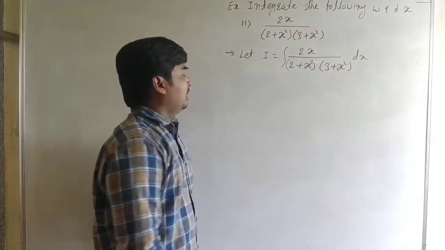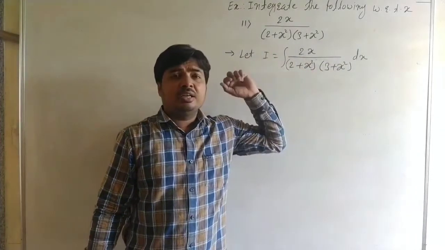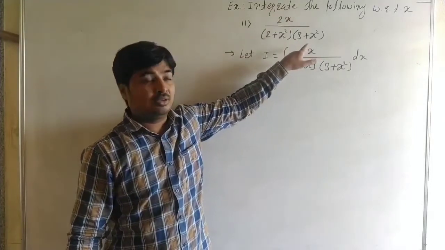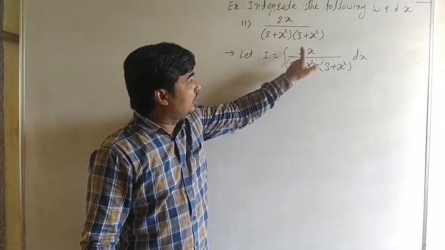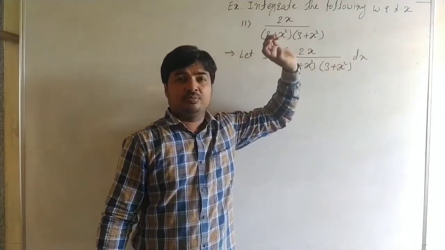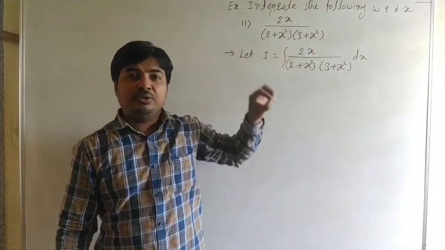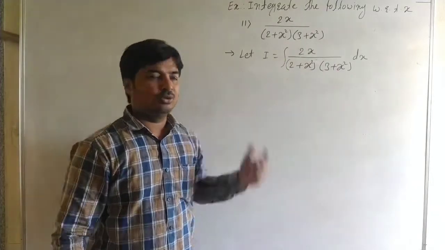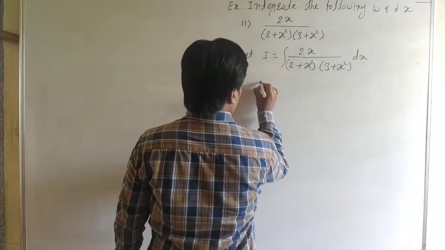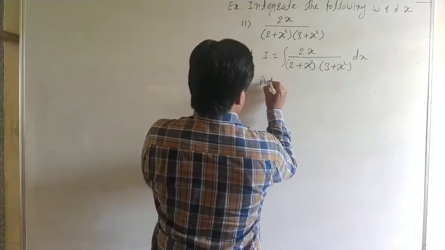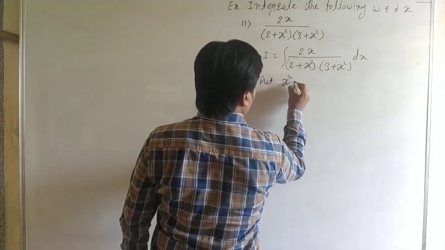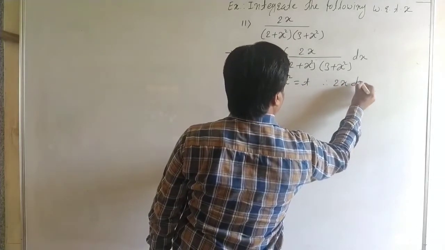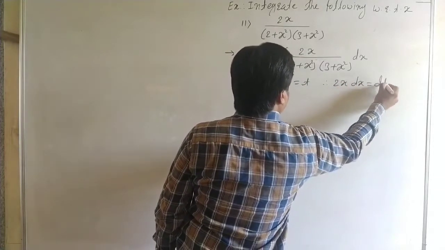Okay, now here the denominator contains quadratic factors, but in the numerator there is an x. Here we have 2x as the multiple of dx, and 2x is the derivative of x square. So here we put x square is equal to t, and therefore 2x dx is equal to dt.